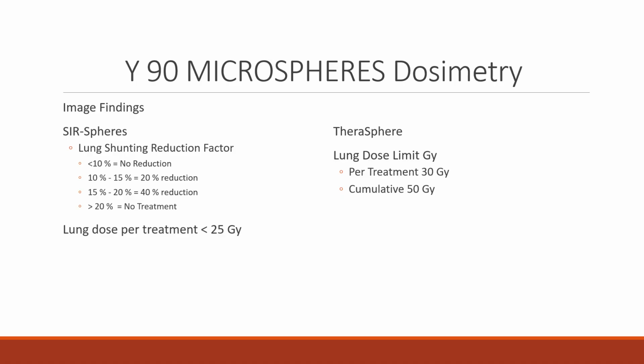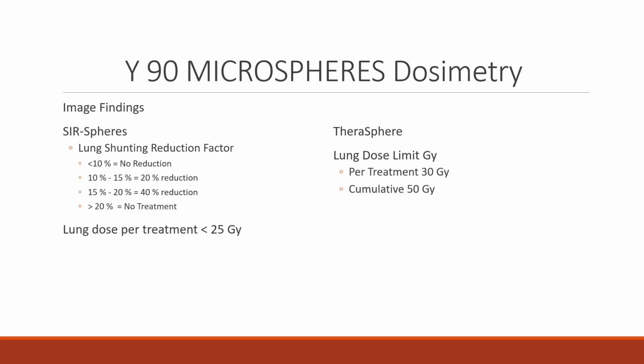So what do we use that percentage of shunting for? We use it to determine if and how much we would need to reduce the Y90 microspheres dose. The thinking behind this is that, remember, the size of the microspheres is only about 20 to 40 micrometers. Remember, the capillary beds of your lungs are about 10 to 90 micrometers.